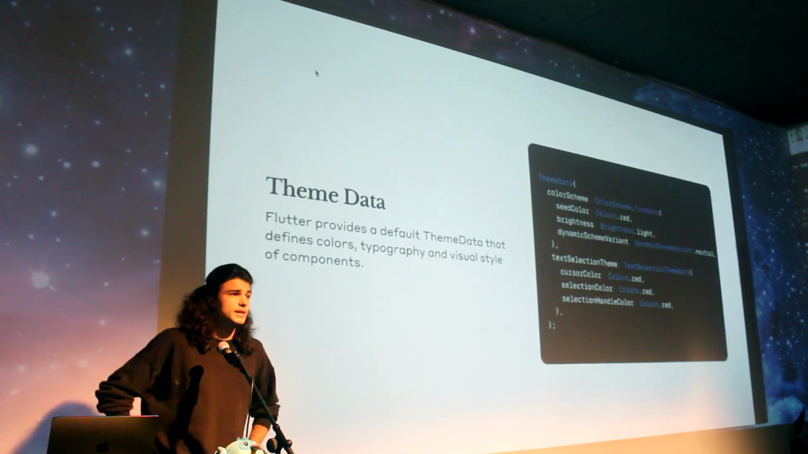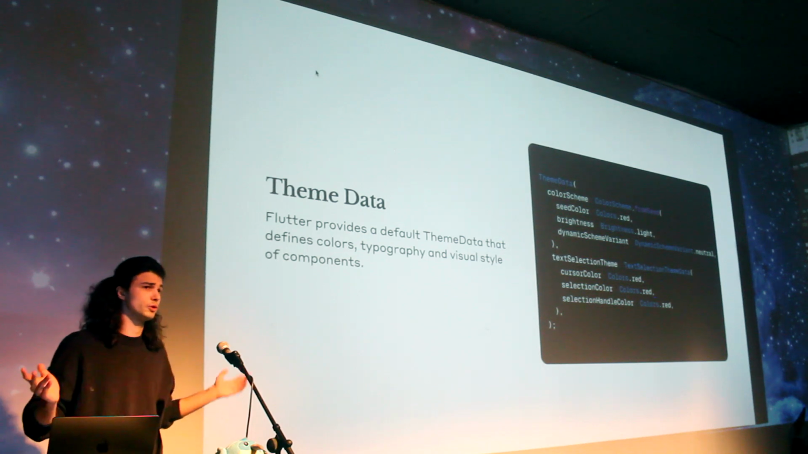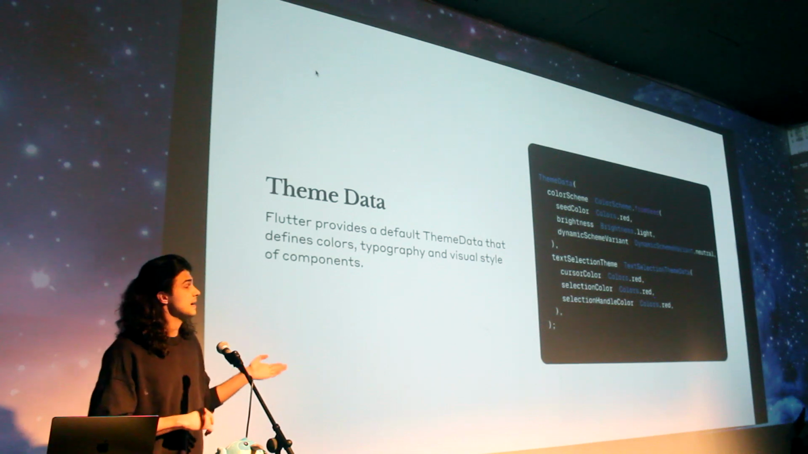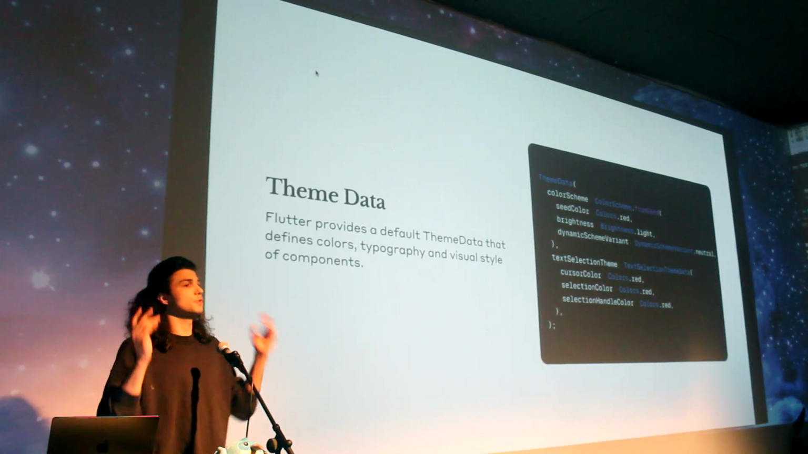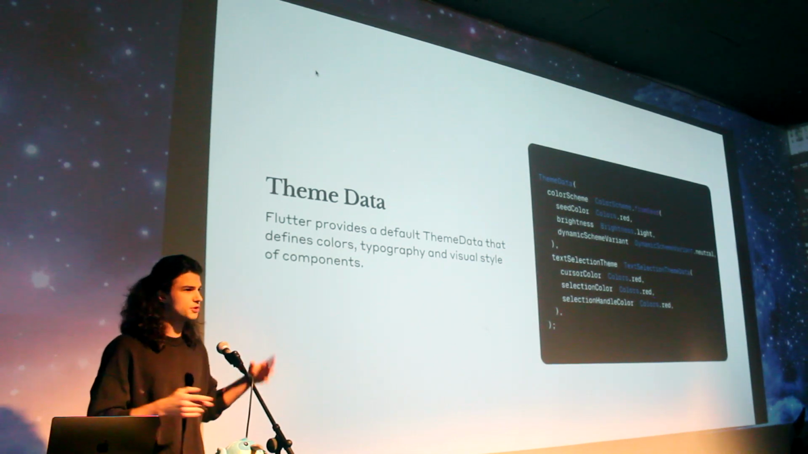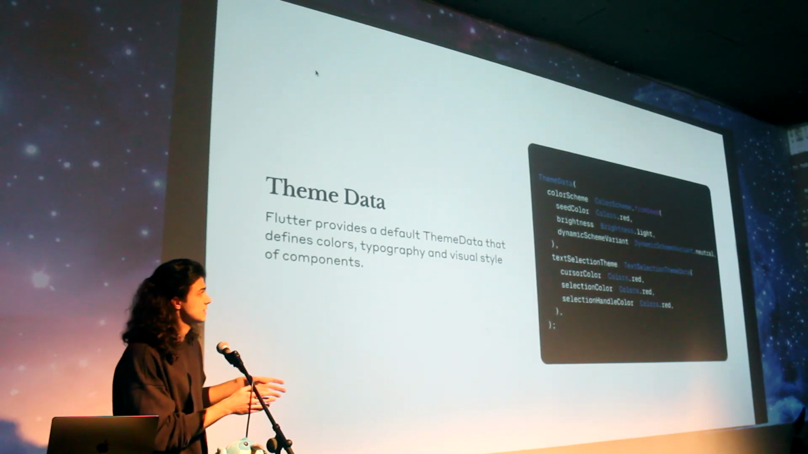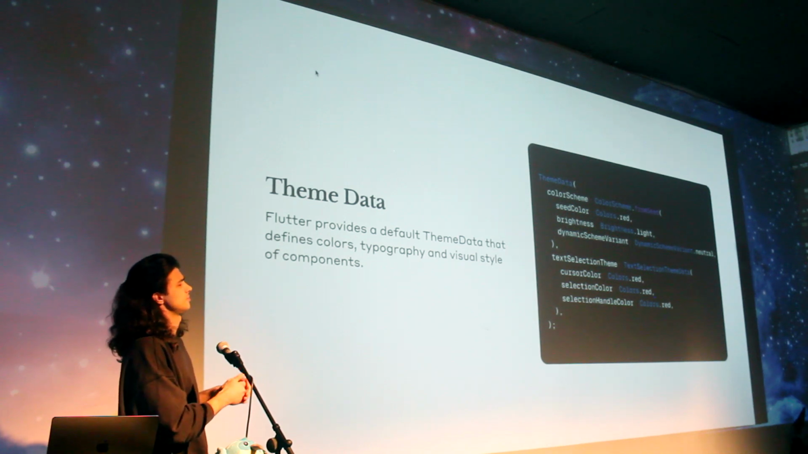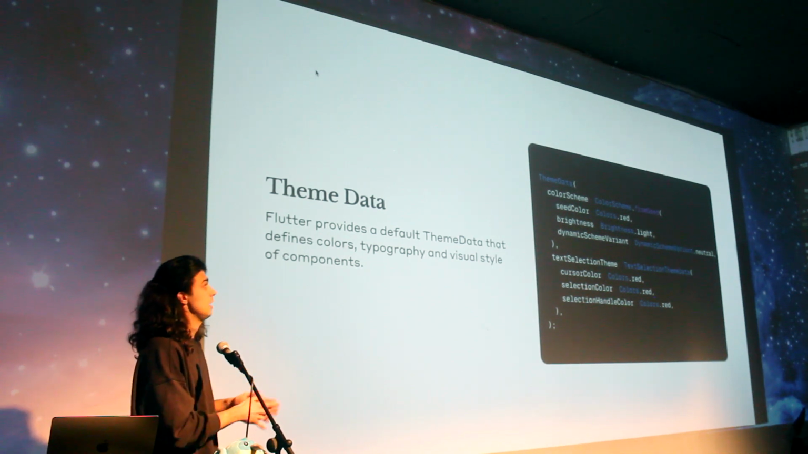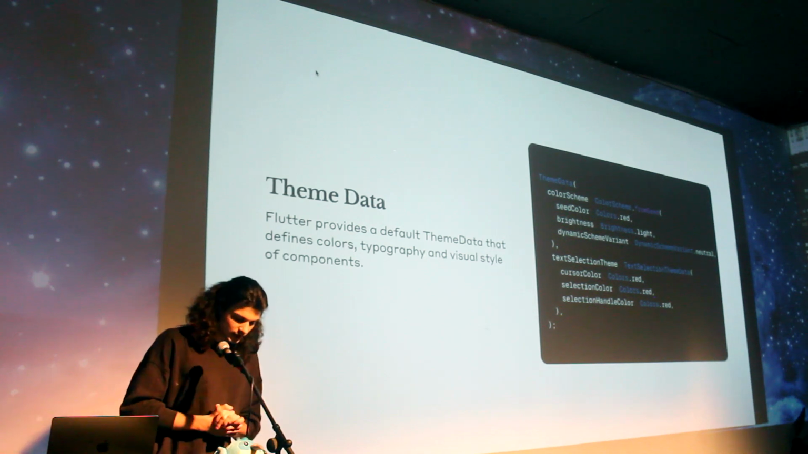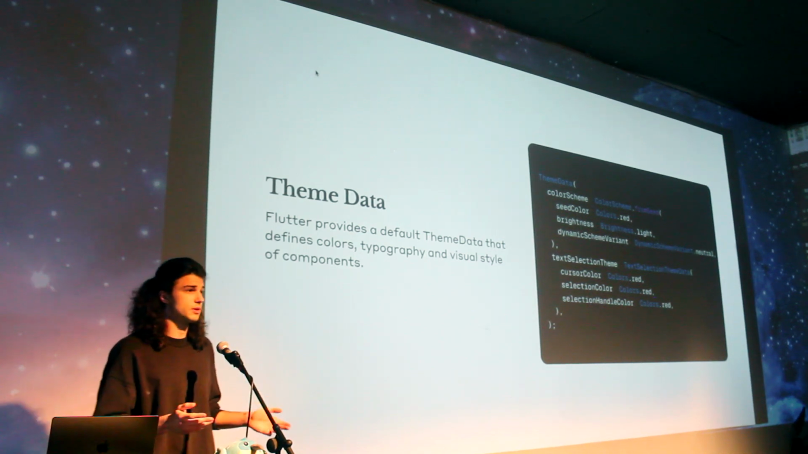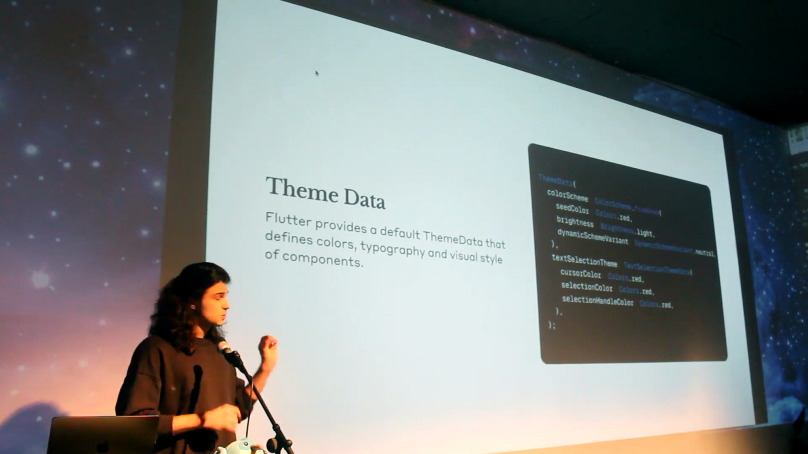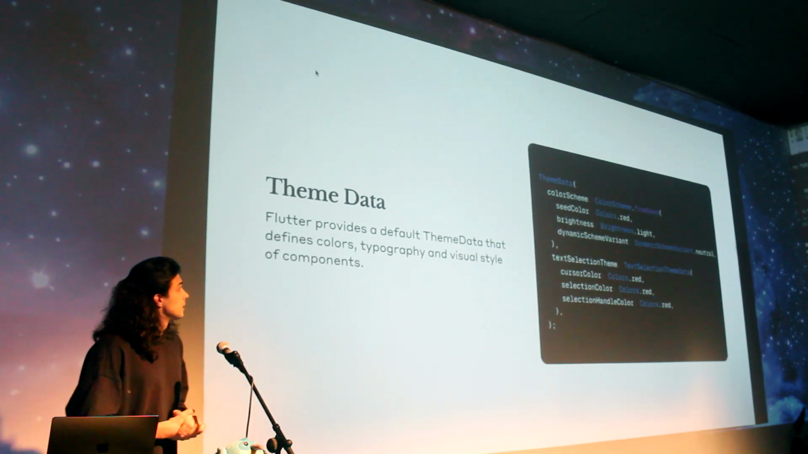So Flutter provides a ThemeData class. I believe you all know about it. ThemeData is the configuration of the Material design system. It defines the styling for all Material components such as buttons, text fields, app bars, all of this stuff. And one great thing about ThemeData is that it supports extensions. And this is where it becomes really interesting.